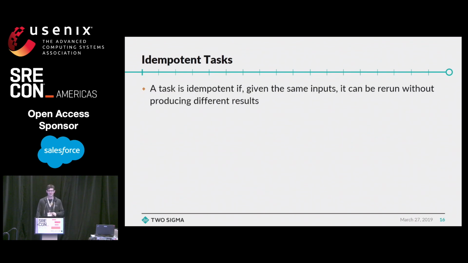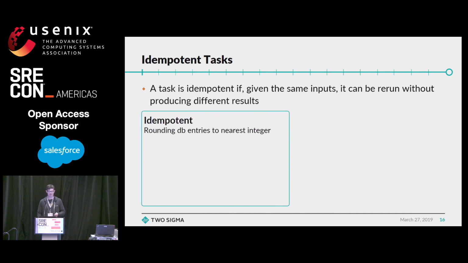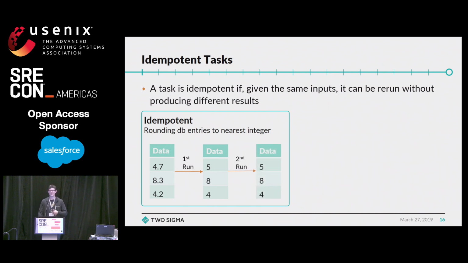A task is idempotent if when given the same input, it always produces the same outputs, no matter how many times it's run or rerun. A simple example is updating a database column to the nearest integer. If we have data that looks like this, some float numbers, on the first run of this type of task, we round everything and we get data that looks like this. On the second run and all subsequent executions of this task, we continue to get the same result.